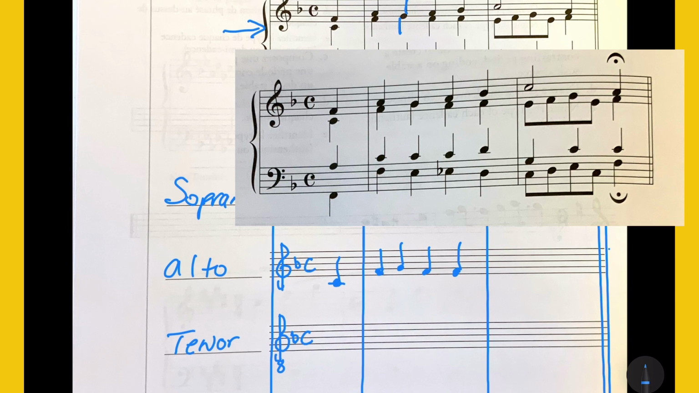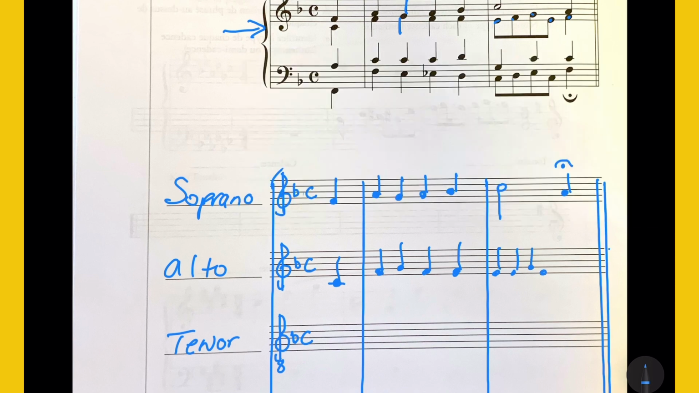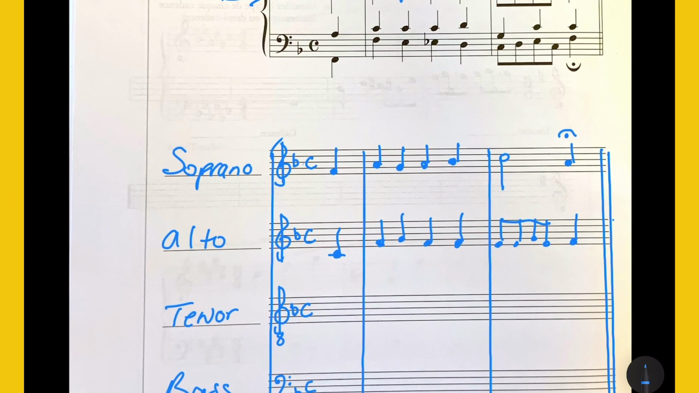So here we're going to do these notes. Okay, they're for the alto clef. So we have the E, the F, the G, the E, stem rules applying, and then we do the F. It ends on the quarter note because the pickup is here. Okay, now we can do the tenor clef.